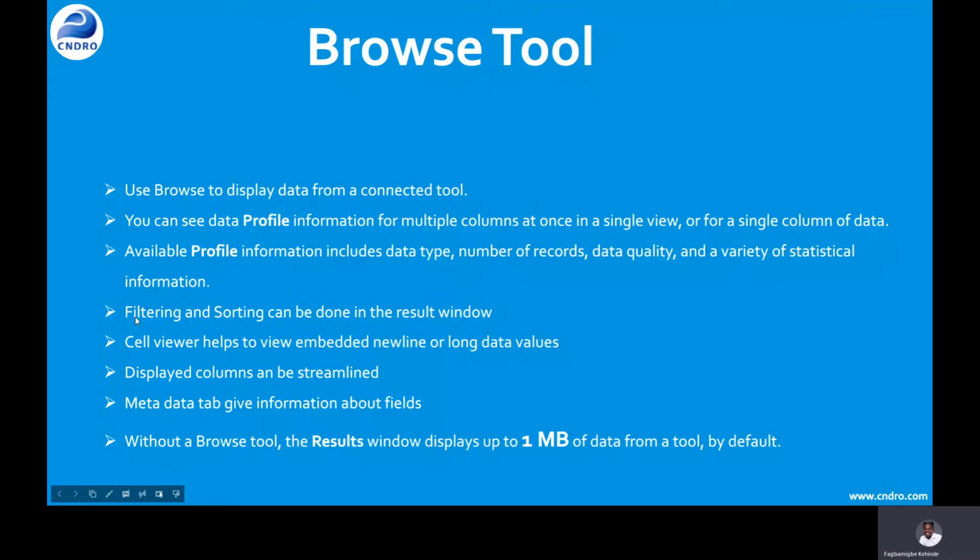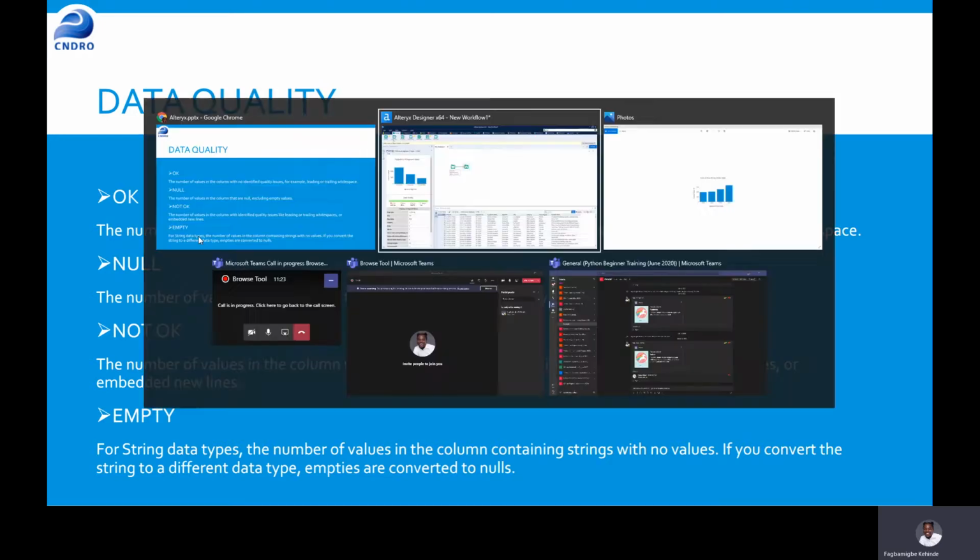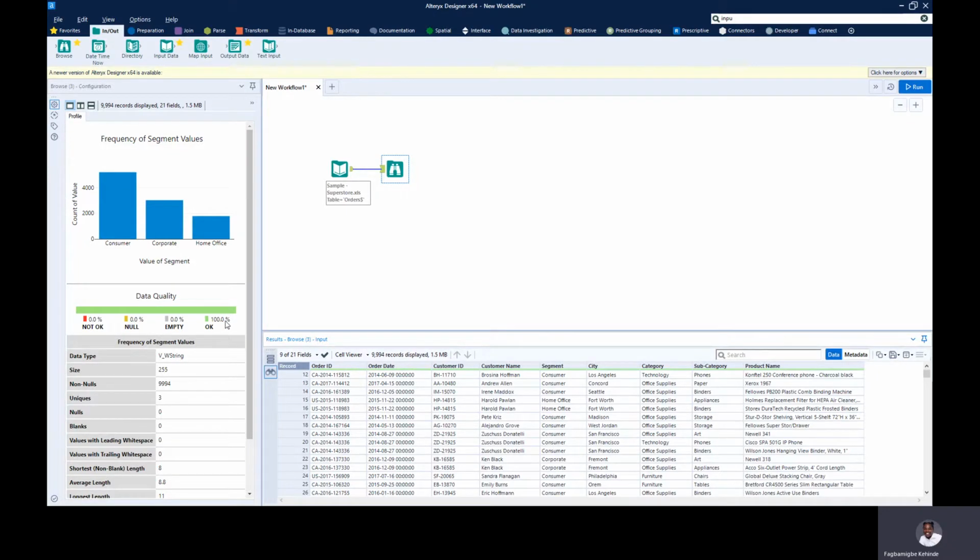Data quality is just a way to show the quality of our data. So if your data is okay, it means that there are no leading or trailing white spaces or embedded lines in your data. For example, this is showing okay to be 100%. That means in our segment field, there are no leading white spaces. And leading white spaces just means white spaces starting each word.